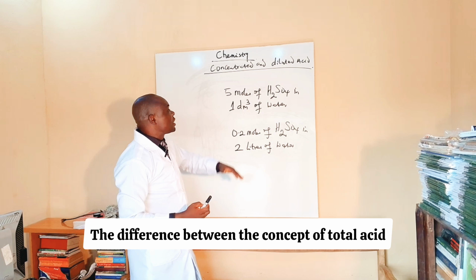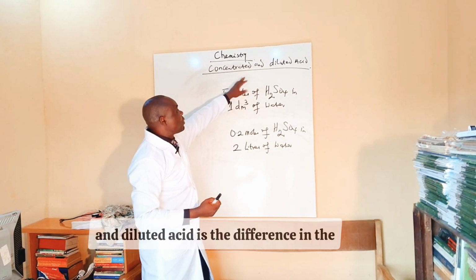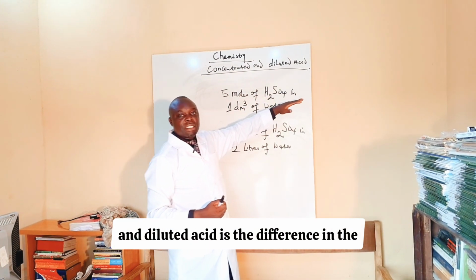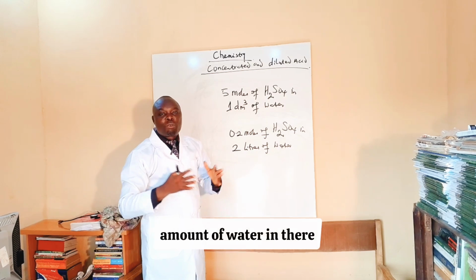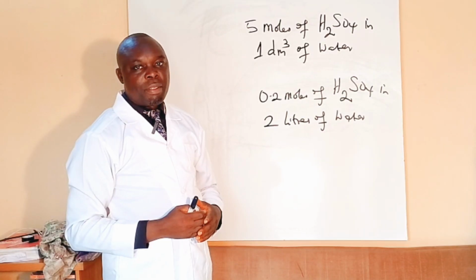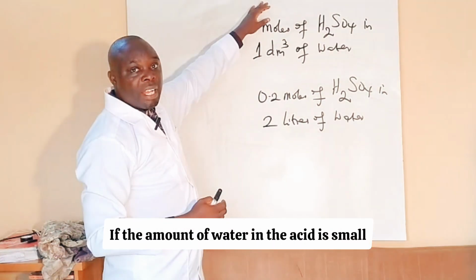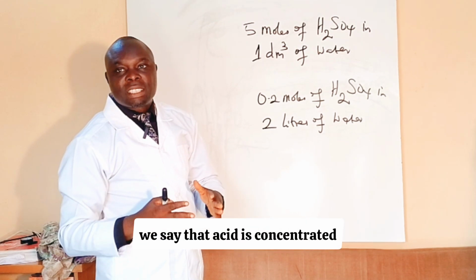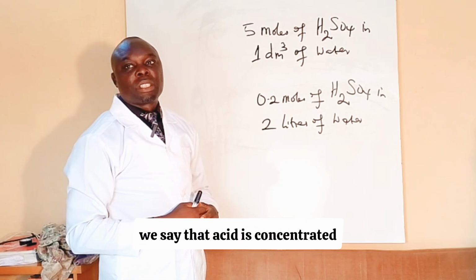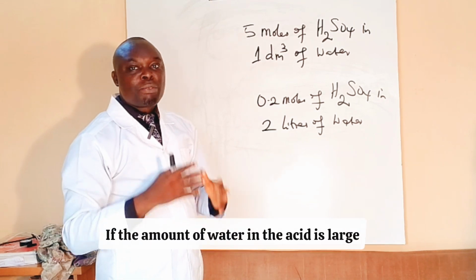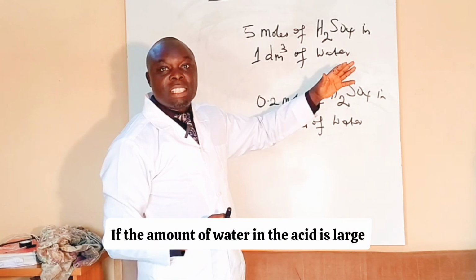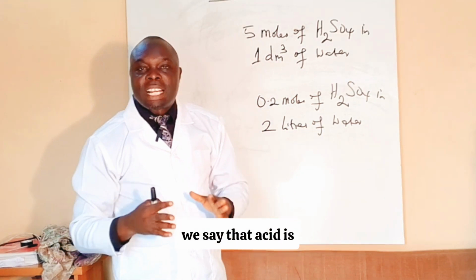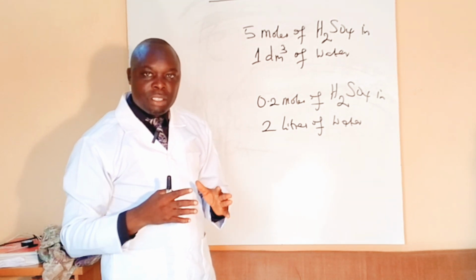The difference between the concentrated acid and diluted acid is the difference in the amount of water in them. If the amount of water in the acid is small, we say that acid is concentrated. If the amount of water in the acid is large, we say that acid is diluted.